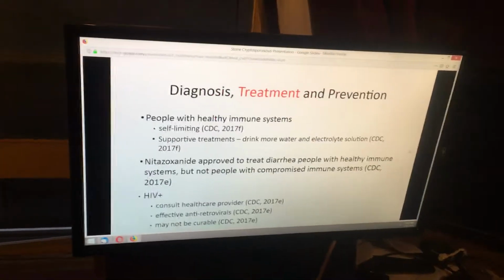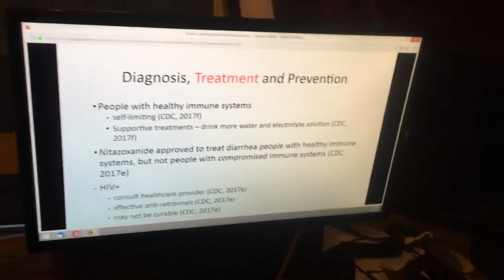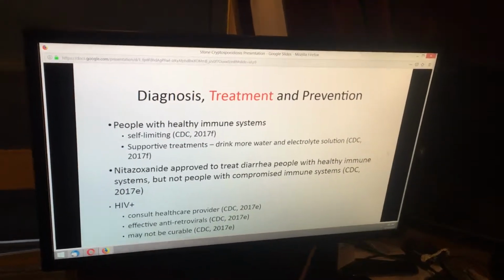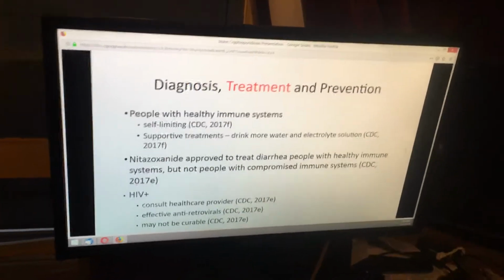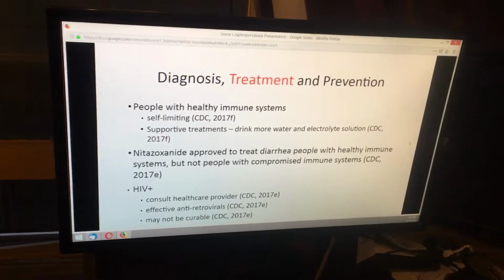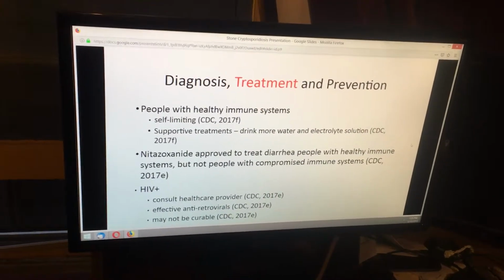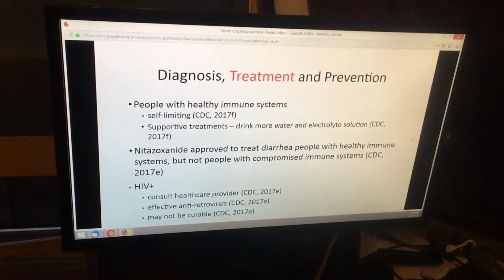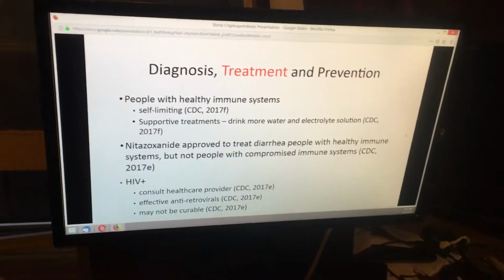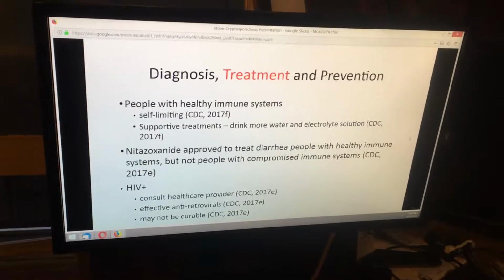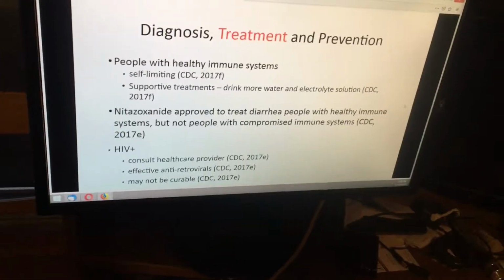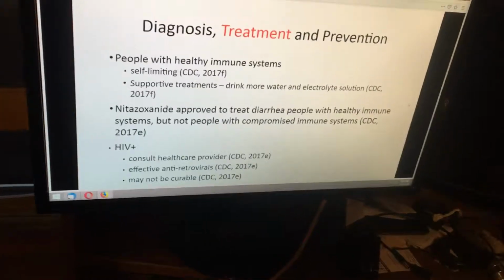In people with healthy immune systems, generally cryptosporidiosis is self-limiting. However, supportive treatments are recommended. That means drinking more water, maybe drinking some electrolyte solution. Nitazoxanide has been approved to treat diarrhea caused by cryptosporidiosis in people who have a healthy immune system, but not for people who have a compromised immune system. And that lack of approval is just due to a lack of data.